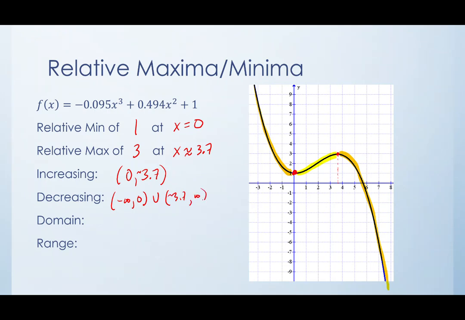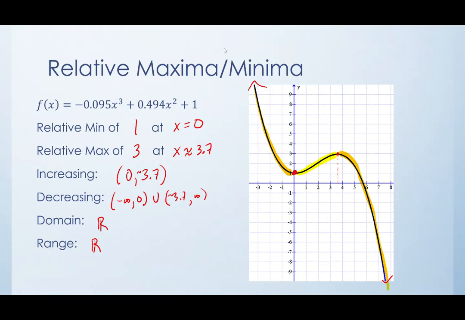So this function exists everywhere. There are no vertical asymptotes. There are no holes. We'll talk about those later. It's not a square root. So the domain is all real numbers. And we can see from the graph that the range also goes up to positive infinity and down to negative infinity, all real numbers for the range.